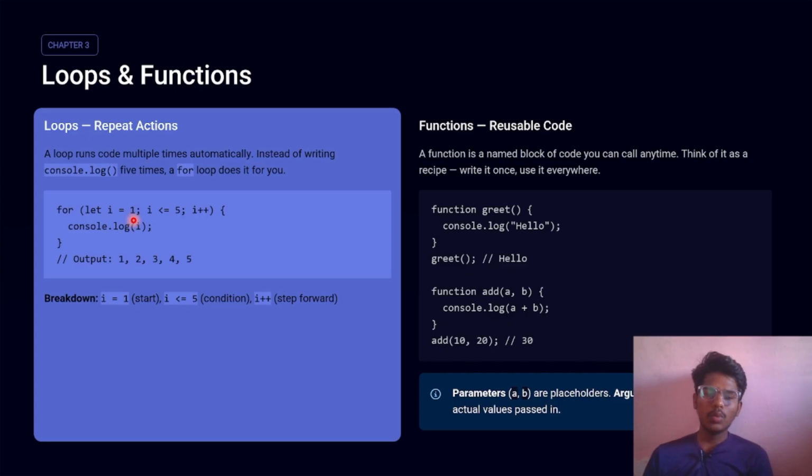Let i equal to 1. Let's think the let i variable is equal to 1. Then i is less than or equal to 5, then i++. What does i less than or equal to 5 mean? Until the i value comes to 5, the process keeps going. Simply, until the i value comes to 5, the loop will continually print the values.